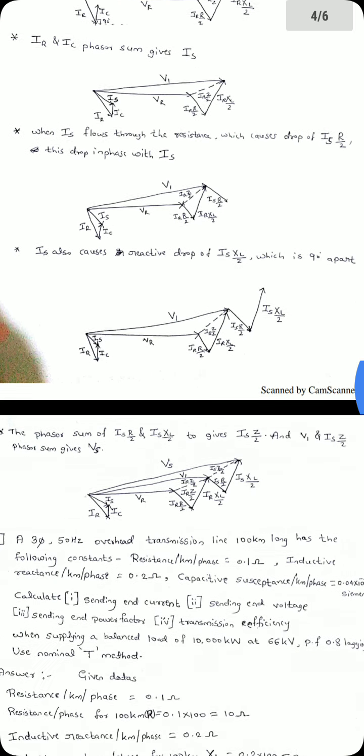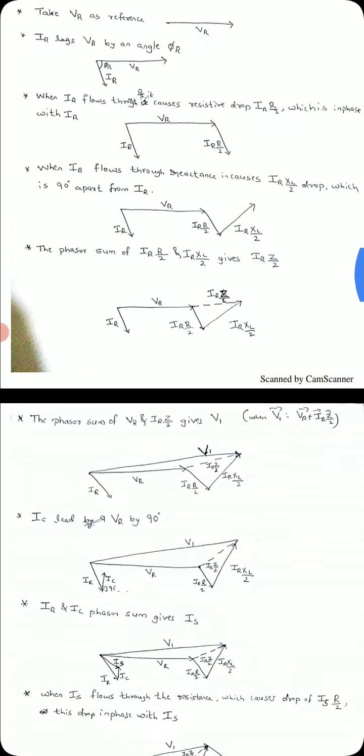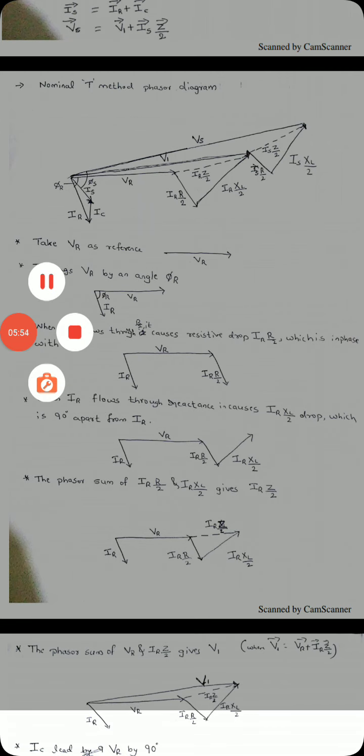So after drawing that one, the total point of the summation of the IS R by 2 and IS XL by 2, we will get IS Z by 2. That is added with V1 will get us the VS. So directly I have added the line. So this is the way to draw the phasor diagram. So step by step drawing of the phasor diagram I have shown here, starting from the VR as a reference. You can draw by your own to get this phasor diagram.